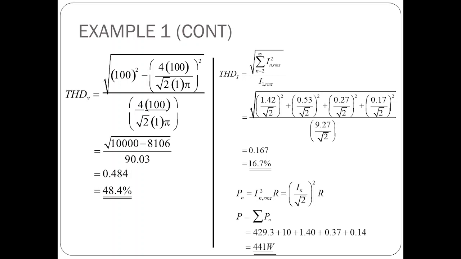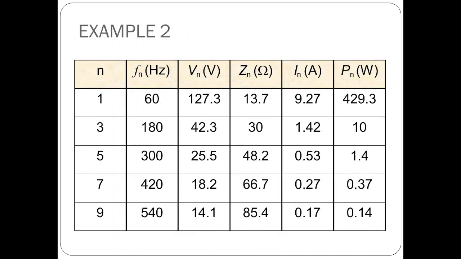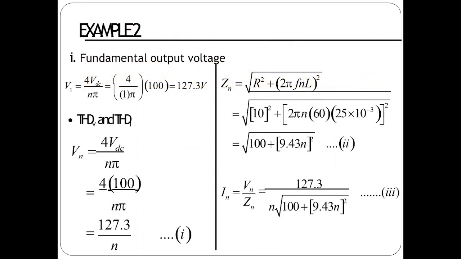And now we will write the formula here: square root of (100 square minus 4 into 100 by root 2 pi) whole square, divided by 4 into 100 by root 2 into 1 into pi. This is the formula already given to you. That formula is based on this particular formula. I will show you again.